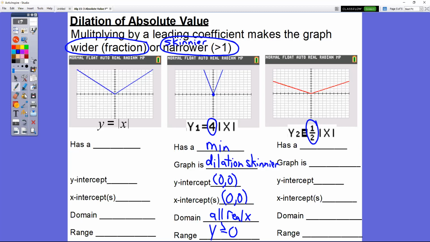And the last one. Notice how this one gets wider as compared to our original one. So this one has a min. The graph is a dilation that is wider because we're multiplying by 1/2. The y-intercept is (0, 0). X-intercept, (0, 0). The domain, it goes on forever in both directions. Yes, we did write all real x for every single one. And the range is everything above 0.